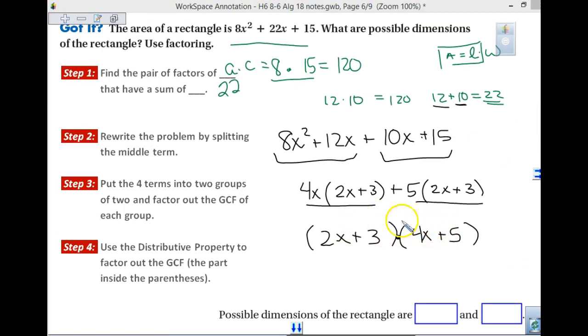That's 8x squared. And the last, 3 times 5 gives me 15. And I have 12 and I have 10 and that adds to 22. Okay? So you could always do that check, right? It's like a happy face, right? You see the smiles down here, you've got to get everything to work, however you want to look at it. So those are our 2 possible dimensions.